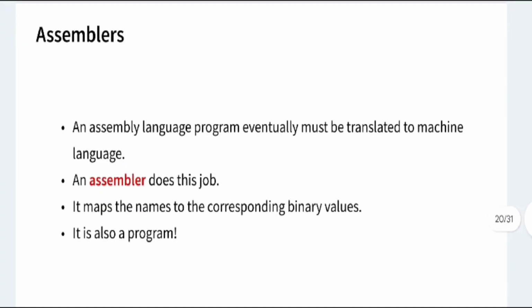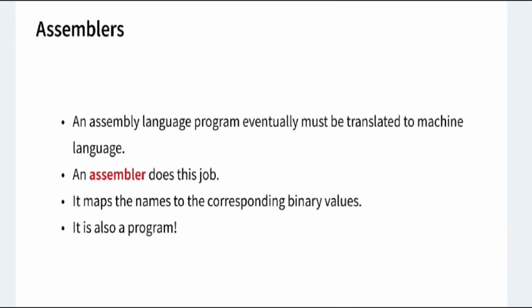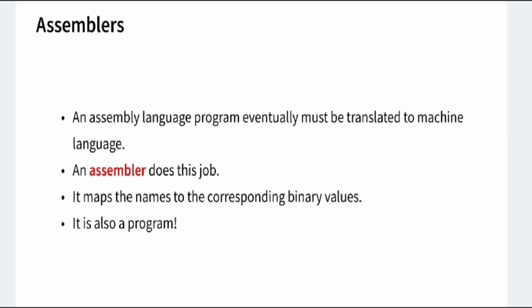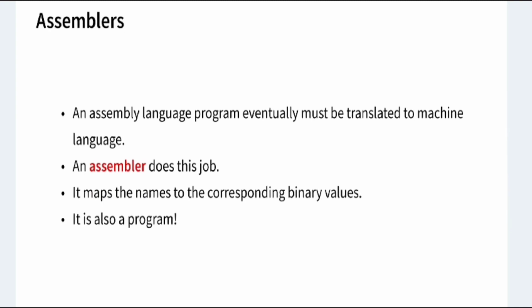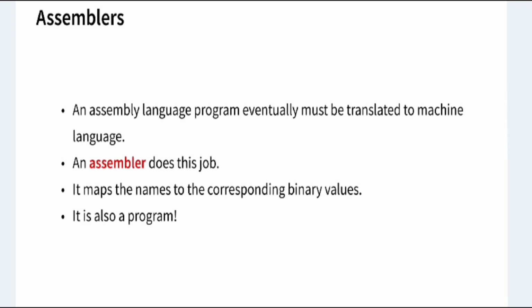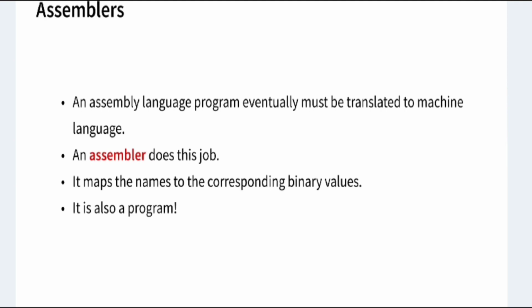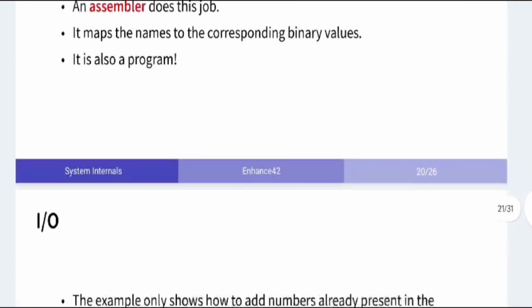Let us discuss assemblers. An assembly language program eventually must be translated to machine language. An assembler does this job, which will translate assembly language to machine language. It maps the names to the corresponding binary values. It is also a program.